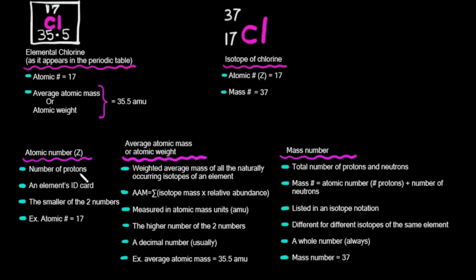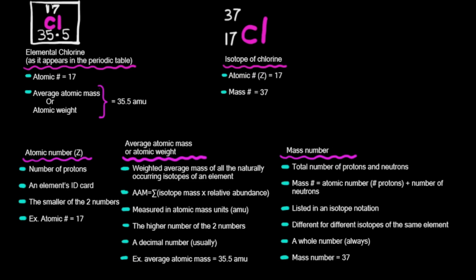So on this slide, you see a picture of elemental chlorine as it appears on the periodic table, along with an isotope of chlorine, chlorine 37. Different values are shown for each, and we are going to discuss in more detail what those values represent. Specifically, we will explain the atomic number, the average atomic mass, sometimes called the atomic weight, and the mass number. Let's begin with the atomic number, which is often written as the letter Z.